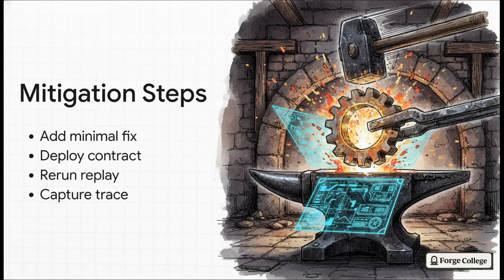The actual mitigation steps are incredibly straightforward. You add a minimal fix, like a simple require statement. You deploy the modified contract. You rerun the replay script. And finally, you capture that failing transaction trace. This brilliantly illustrates that when the exploit fails and reverts, those high severity ratings we handed out earlier, yeah, they are entirely justified, and the remediation guidance we're giving the client is rock solid.